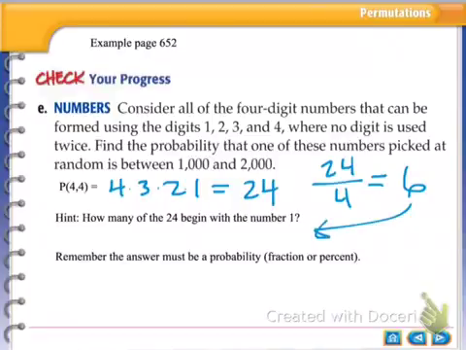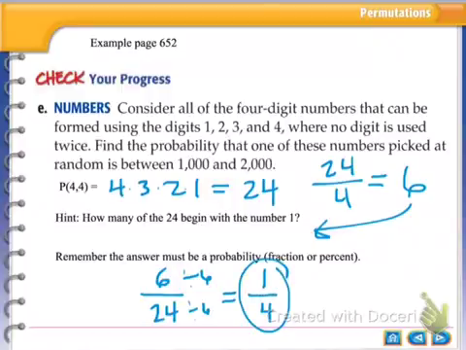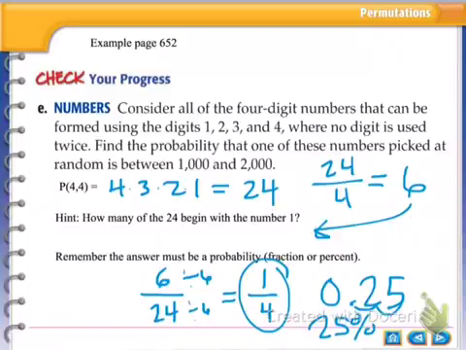So right here, how many of the 24 begin with 1? That would be 6. So to find this probability, I'm going to take the number that's possible for actually happening, so 6, over my total number, which would be 24. I can simplify this and get 1/4. Okay, now you could also make that a percent. When you divide it, you get 0.25. Moving it 2 places to the right, I get 25%. Don't forget how to change fractions to decimals to percent. It's very important.